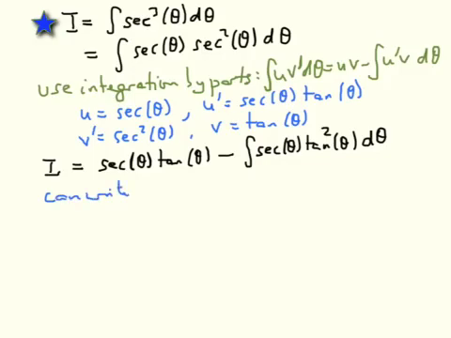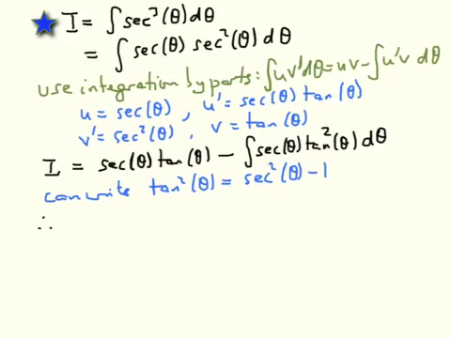Or in other words, we can write that tan squared theta is sec squared theta minus 1. And now we can take this result here and substitute it into here.